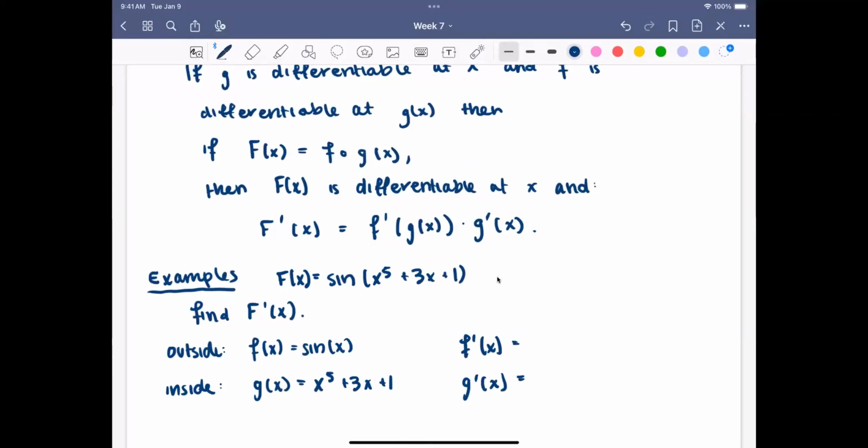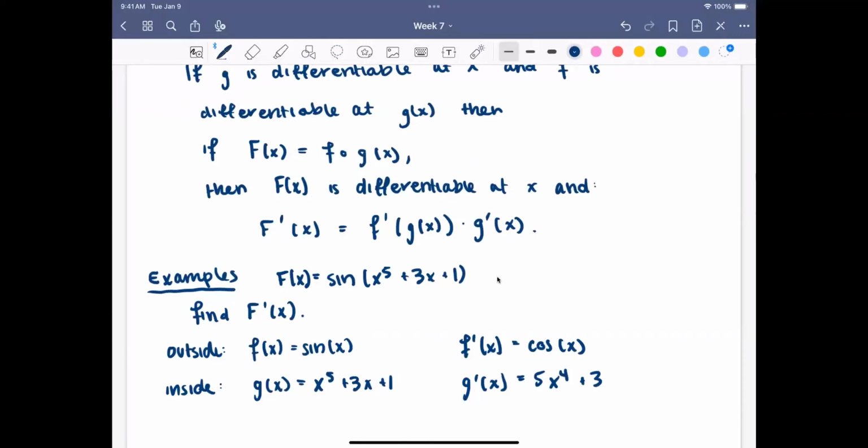Okay, so what is f prime of x? Yeah, so it's just going to be cosine of x. And what about g prime? Yeah, perfect. So for the power rule, I'll just multiply this by 5 and then leave a 4 in the exponent, plus power rule will kill this x, and so we're just left with 3, and derivative of constant is 0, so we just get 5x to the 4th plus 3.